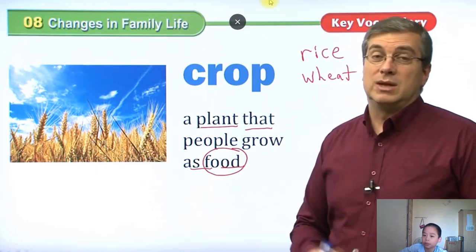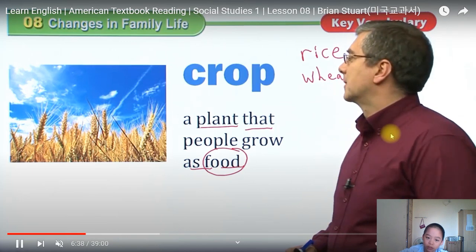There are tomatoes. There are watermelons. That is crop. Crop is a plant. Okay, so let's go to the next.